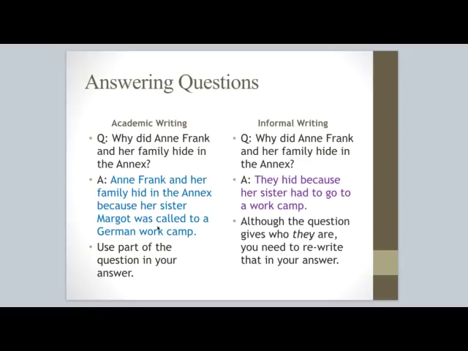Sometimes a question can have 2 or 3 things that you have to answer. And I don't know which one you're doing if you just give me a short thing. They hid because her sister had to go to a work camp. If that mentions several people, I don't know who "they" is. I don't know who her sister is. So you want to make sure that you're very clear. And that's the only reason why I'm looking for clarity.